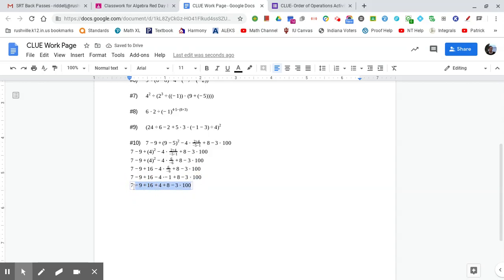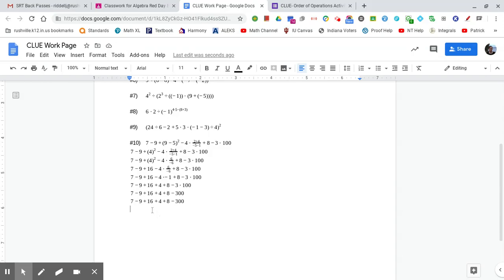So then I'll copy, and I'll paste. Negative, plus, minus, times. Here's another times. All right, so negative 3 times 100. A negative times a positive is a negative, and 3 times 100 is 300. So I'll copy, I'll paste, and now I'm done with all my multiplication and division.